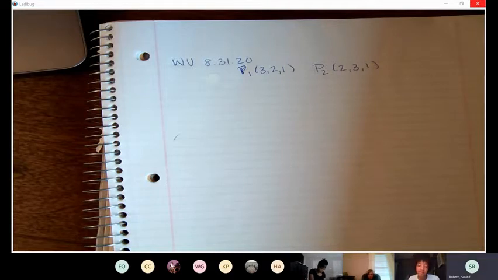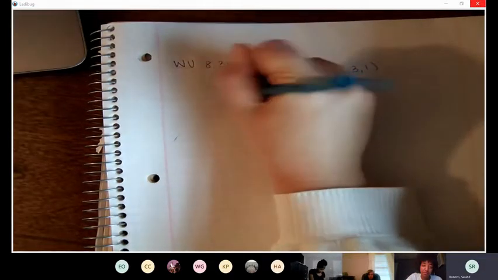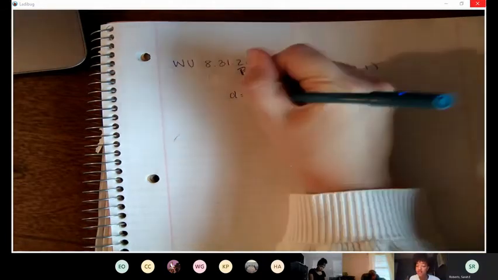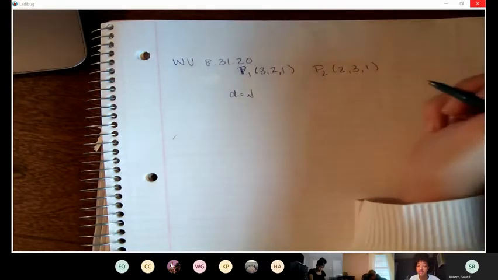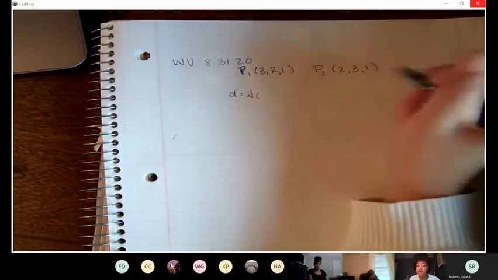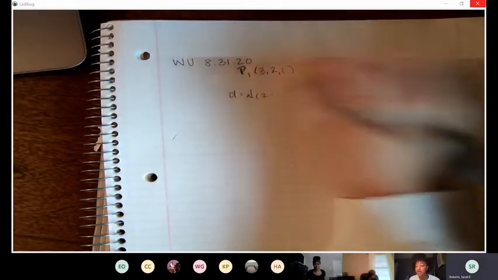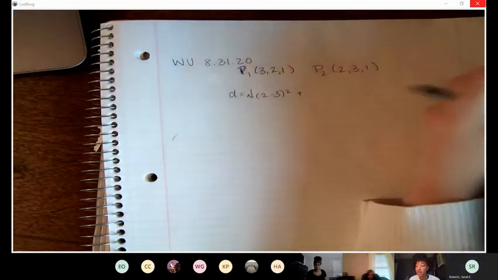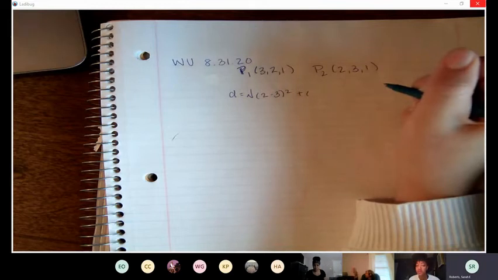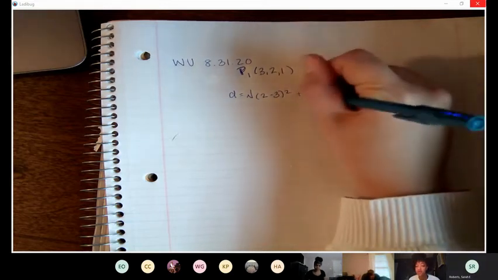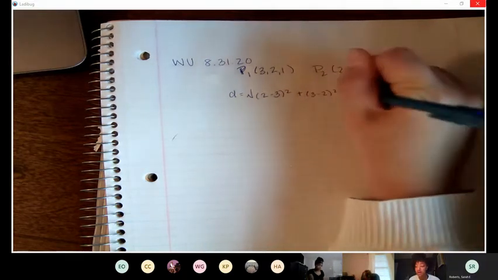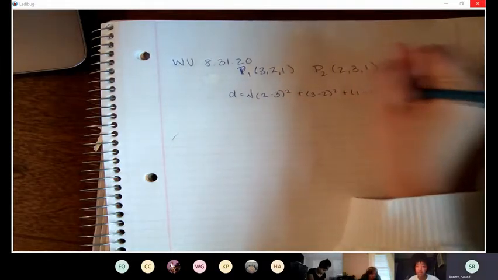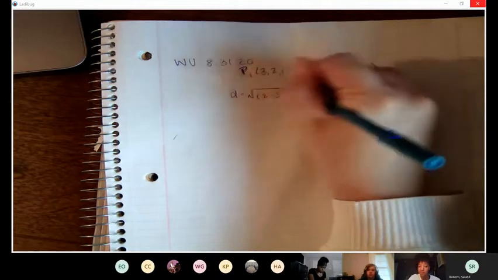Good. So the distance formula is the square root of, in parentheses, x2 minus x1 squared, plus y2 minus y1 squared. So 2 minus 3 squared, and then 3 minus 2 squared, and plus 1 minus 1 squared. Good.